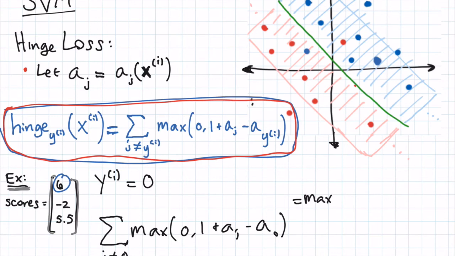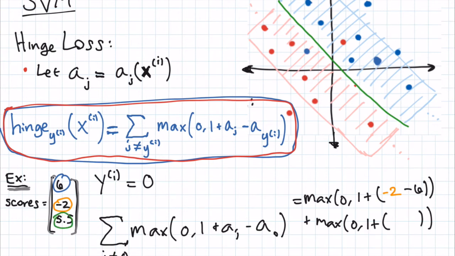And that equals max of 0, 1 plus, for this first one we'll do -2, and then we subtract a0. And then we'll add our next index, max of 0, 1 plus our last index, 5.5 minus 6, which comes out to 0.5.